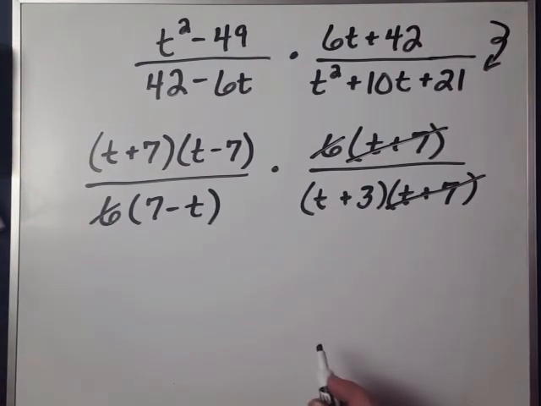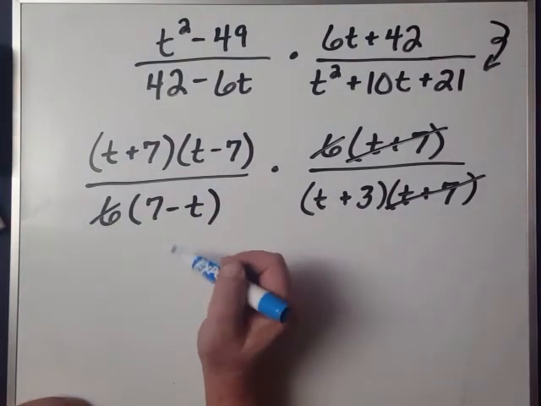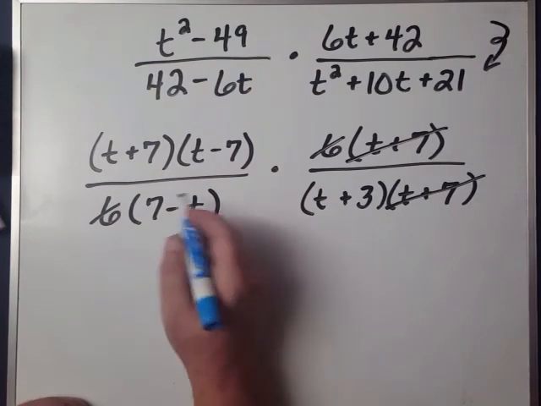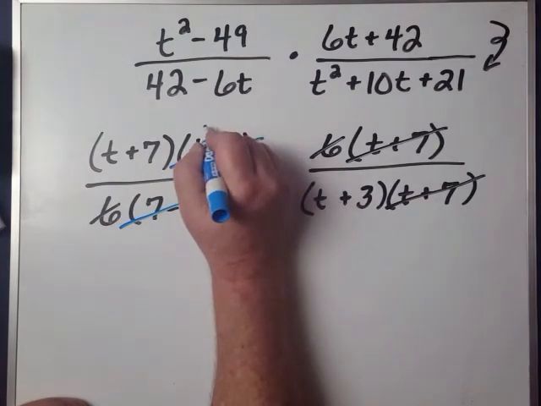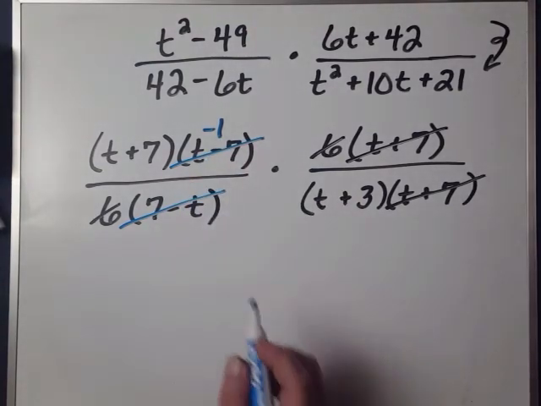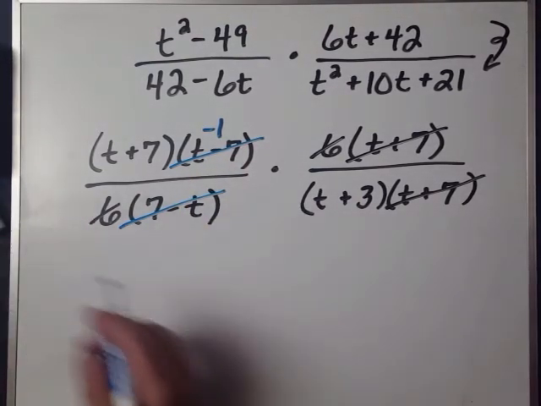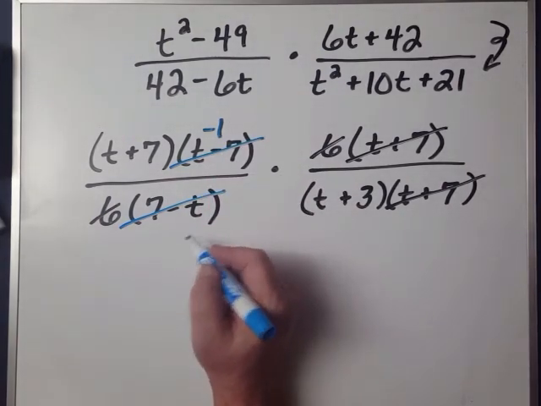And is there anything else here that will cross cancel? Well, there are no other factors directly in common, but what do you see? Here's a pair of opposites. T minus 7, 7 minus t. Those will cancel and leave behind a factor of -1. Just a single factor of -1, either in the top or in the bottom or out front. Don't leave behind a -1 top and bottom. That makes no sense.